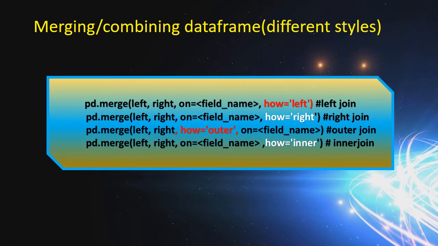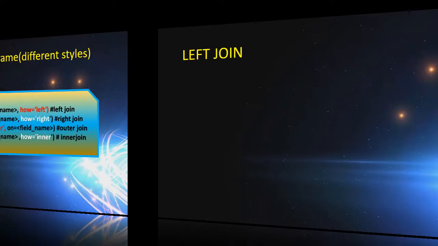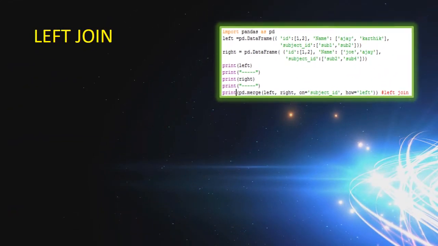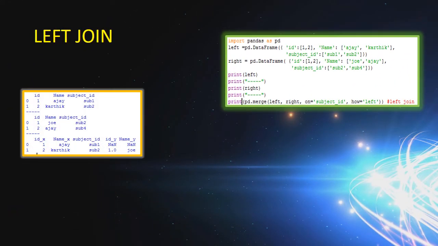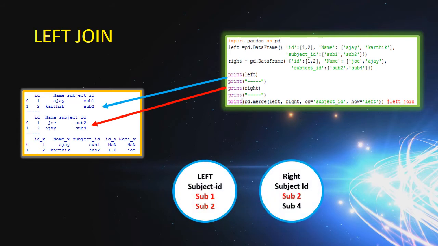So for merging the data, we can use another attribute, how: left, right, outer and inner. That attribute also we can use. Based on it, we can merge data. If you give how equal to left, it is the left join. The left and right data frames we are going to merge based on the subject ID. The left subject IDs are subject 1 and 2, and the right are subject 2 and subject 4.